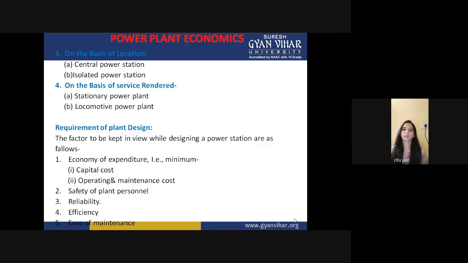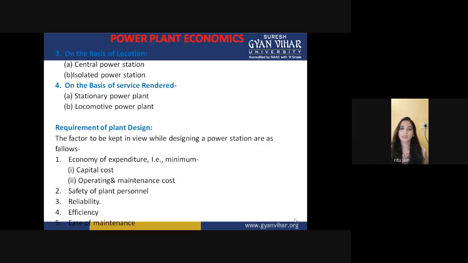Now another one is the requirement of power plant design. The factors to be kept in view while designing a power station are as follows. If you are designing a power plant, you have to consider many points, such as how we can run the power plant and how we can run this power plant economically. There are a few points which we must consider when designing a power plant. The factors to be kept in view while designing a power station are as follows. One is the economy of expenditure.